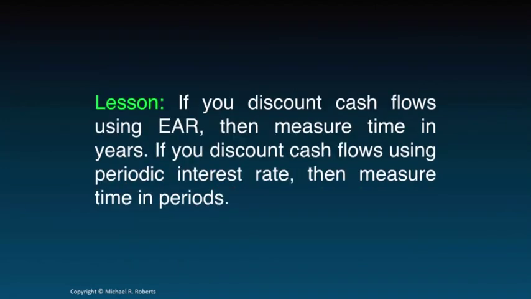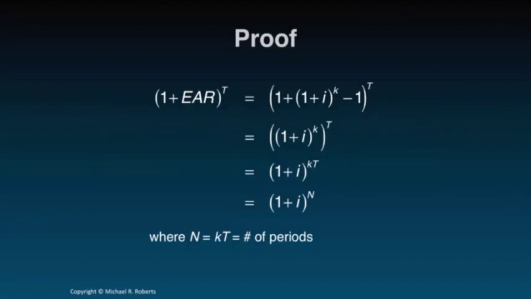So the lesson: if you discount cash flows using the EAR, then you better measure time in years. If you discount cash flows using the periodic interest rate, then you'd better measure time in periods. And the equality between the two that we just showed with our simple example is much more general and given by this straightforward proof, which I'm not going to discuss in detail, but I'll show you there if you're interested in looking at it.